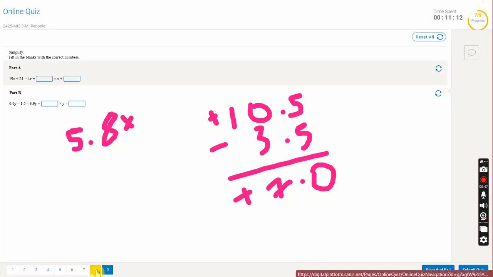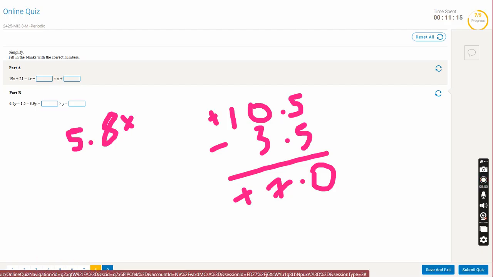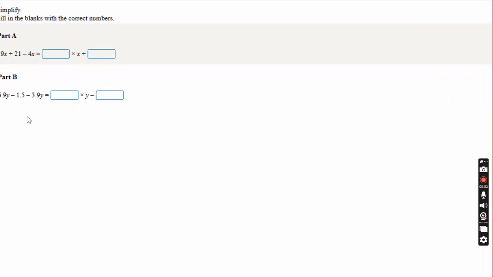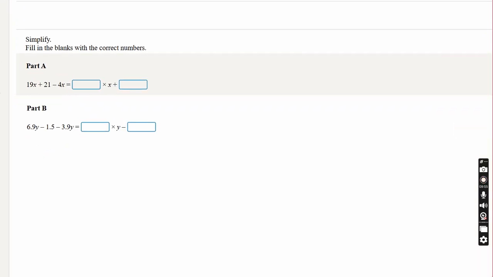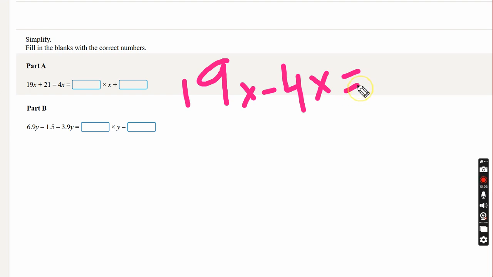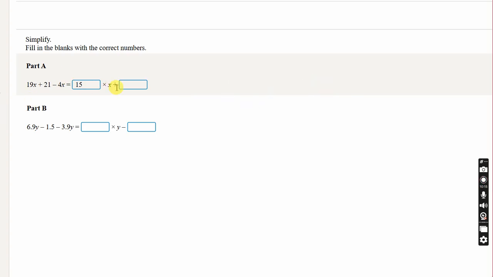Let's go to the next question. Then we have this. 19x plus 21 minus 4x. Again, you'll group the like terms together, which is 19x minus 4x. So what will this be? 19x minus 4x is 15x. Just directly write it here, 15x. And then the next one is just 21 because there is no like term that we can subtract or add with it. So 6.9y is positive.